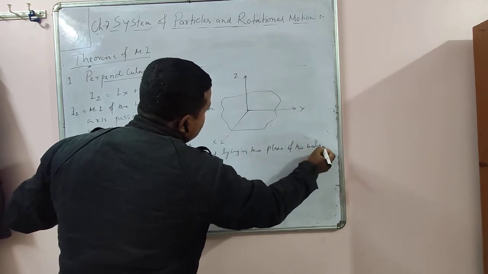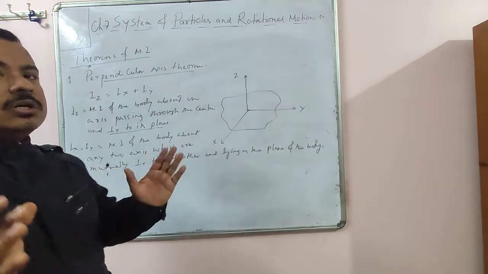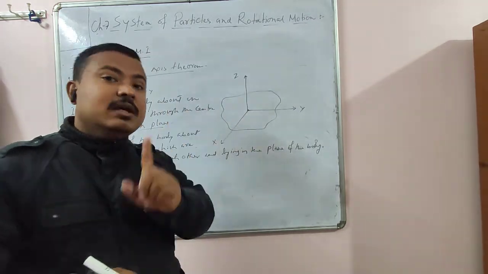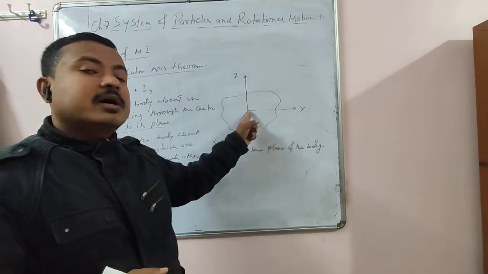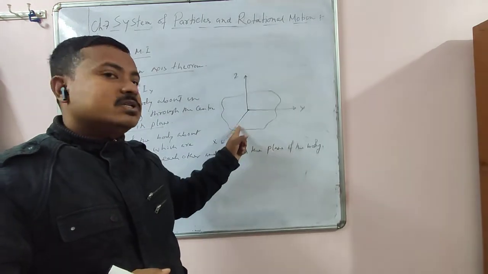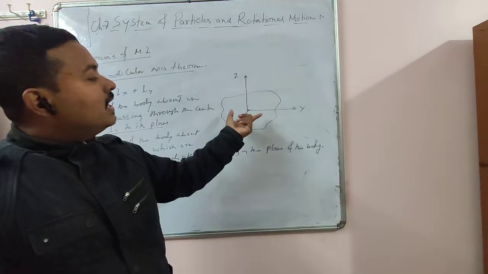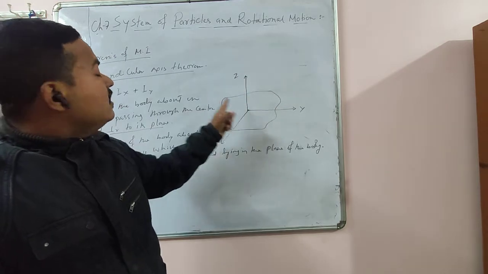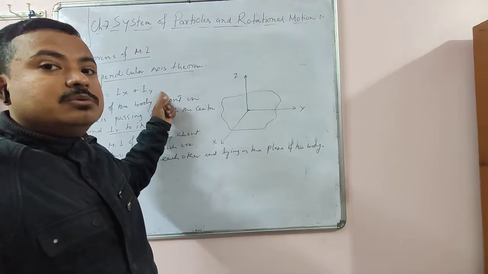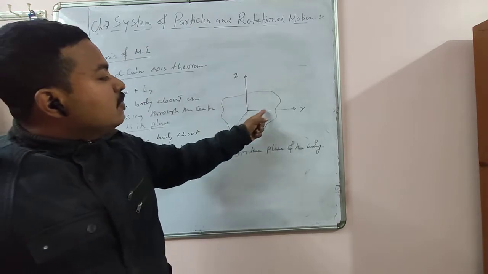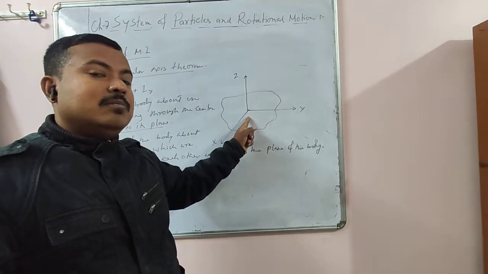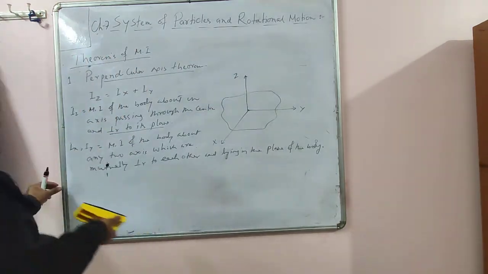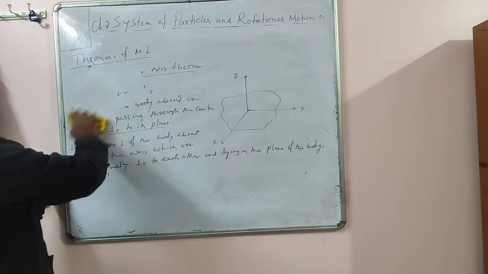So here you have to remember one point, under what condition we are going to use this theorem. This theorem we will apply only if the three axes are concurrent. Means if all the three axes are passing through the center, then you will apply this theorem. Then out of these three axes, the axis which is perpendicular to its plane is equal to the sum of the other two. So these two axes are mutually perpendicular and lying in the plane of the body. But z is normal to the plane of the body. That you have to see carefully. So this is all about the perpendicular axis theorem.